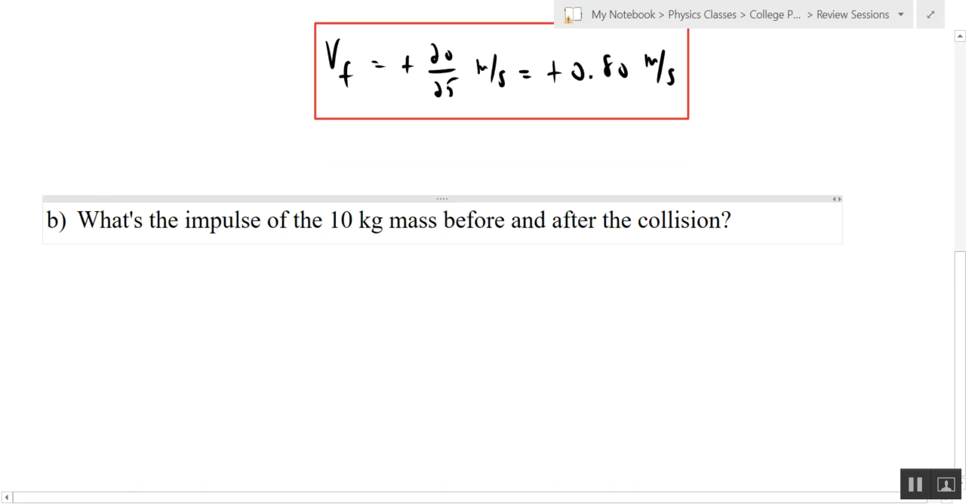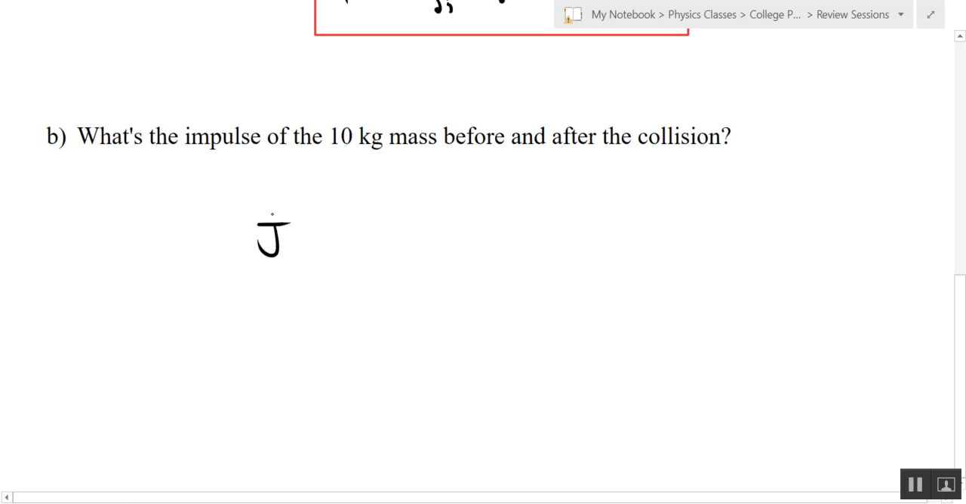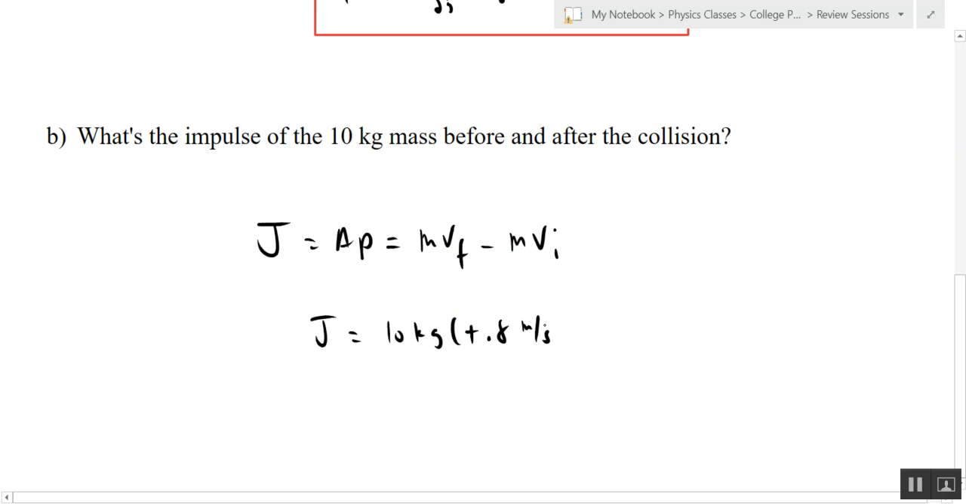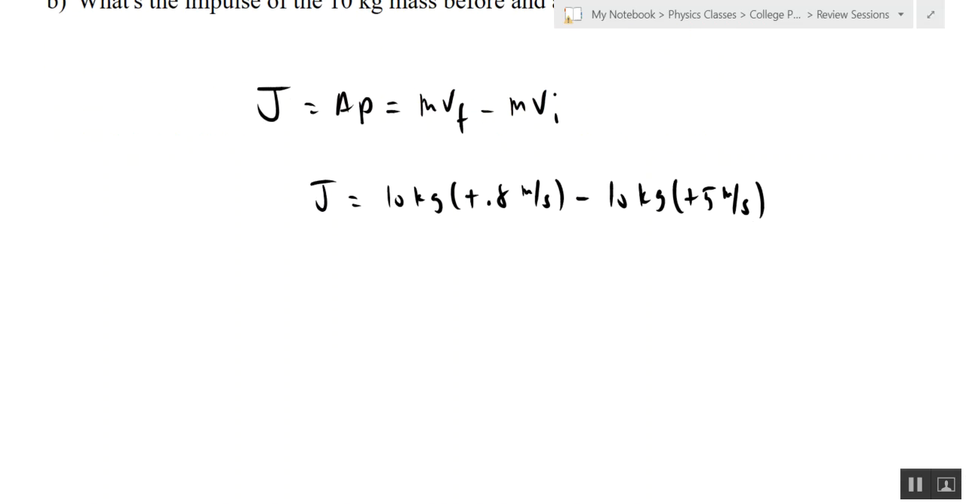Anyhow, the impulse is a vector, but you don't write it as a vector in 1D. It's just the difference in momentum. So it's mvf minus mvi. So it's going to be 10 kilograms times positive 0.8 minus 10 kilograms times vi, but vi was positive, right? It was positive 5, I think. So it's 8 minus 50, which is negative 42.